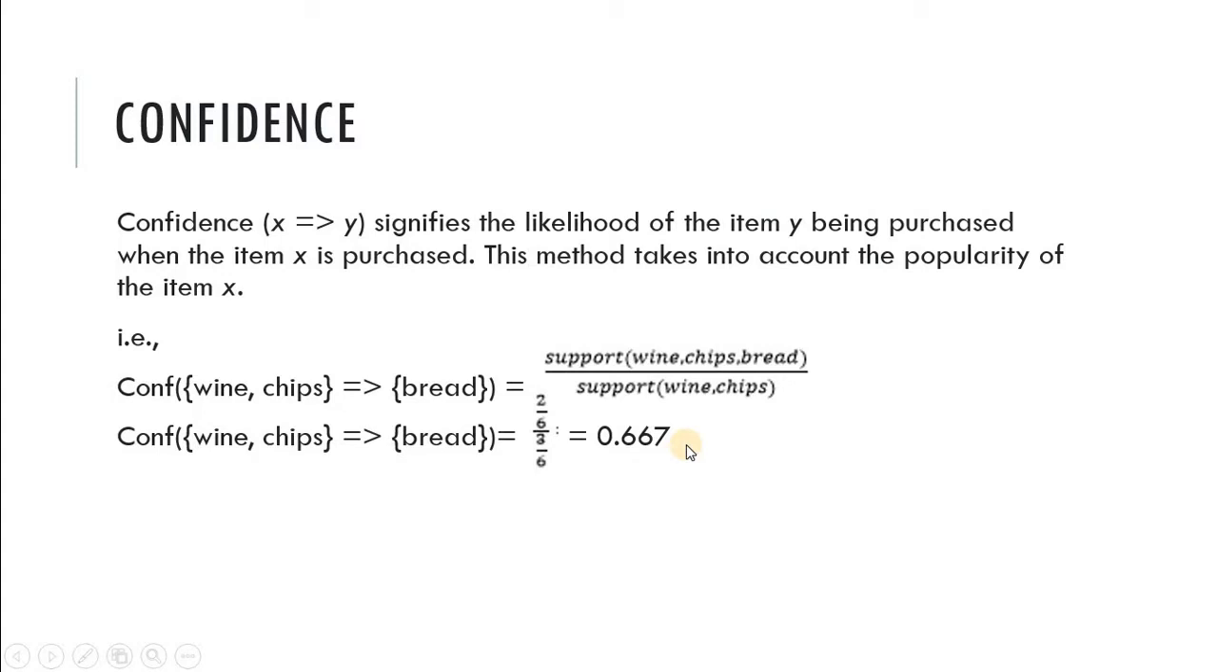These are the main measures that are very important while we are calculating for the Apriori algorithm. So let's understand it with an example.